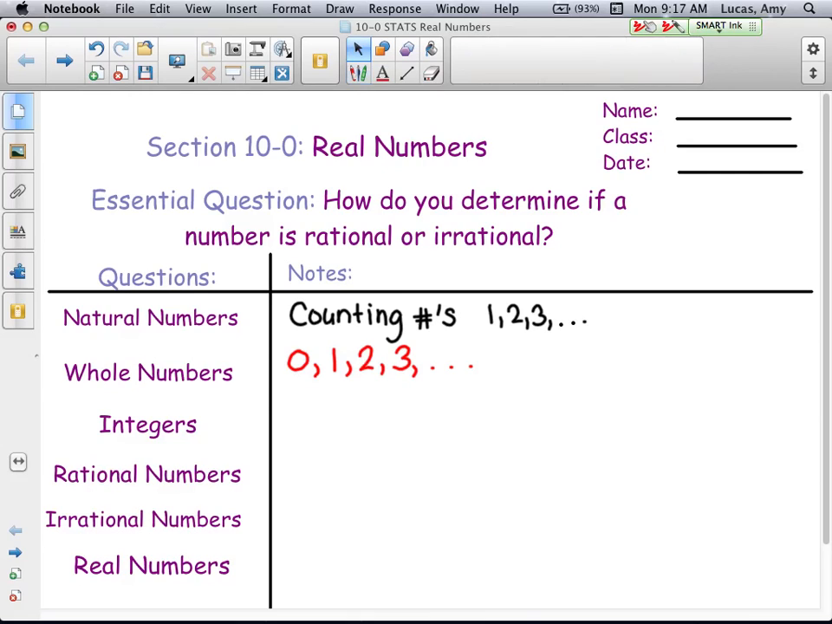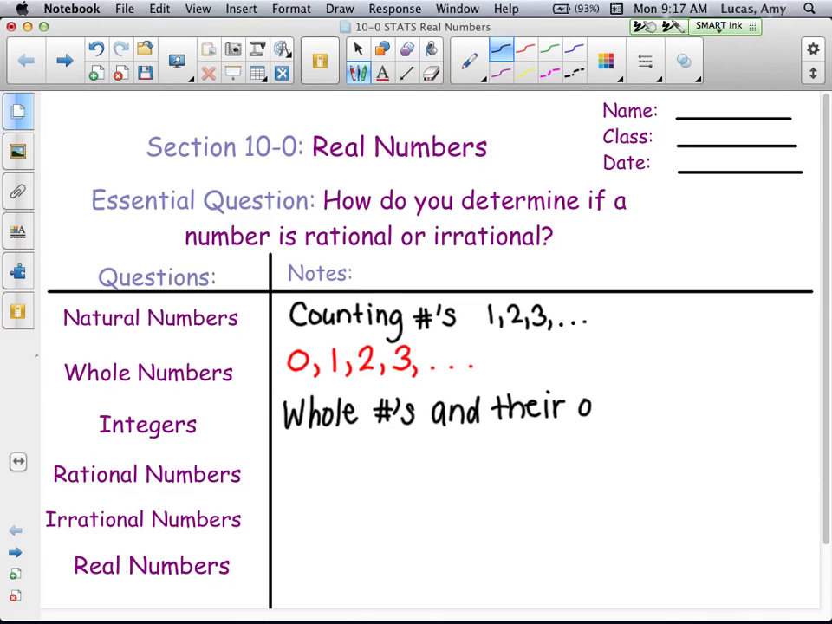The next set of numbers are called the integers, and the integers are defined as whole numbers and their opposites. So that means whole numbers and then their opposites would be negatives. So, like -2, -1, 0, 1, 2, and so on.